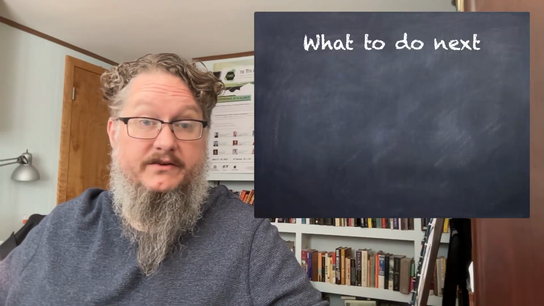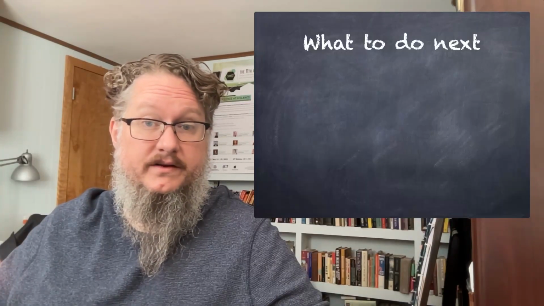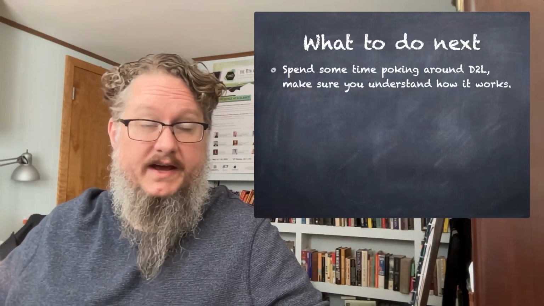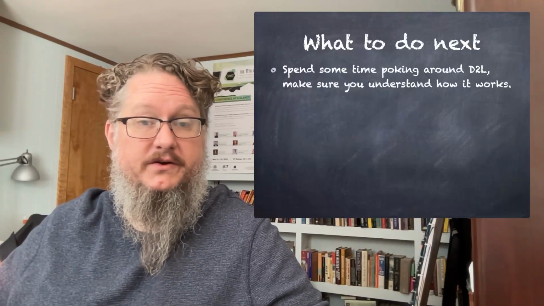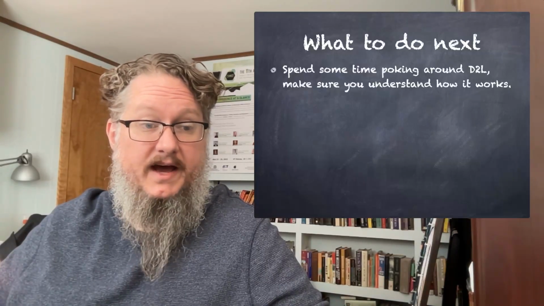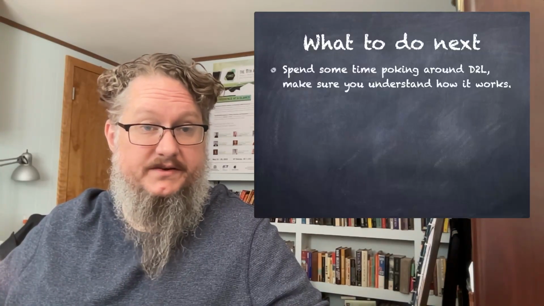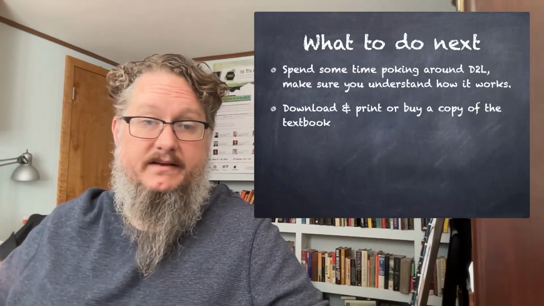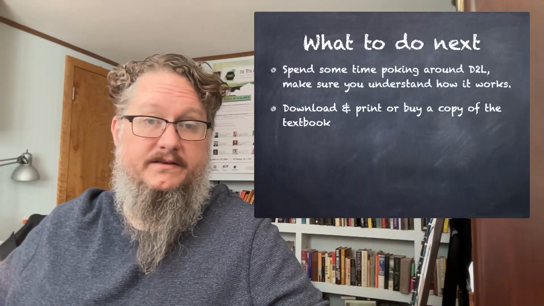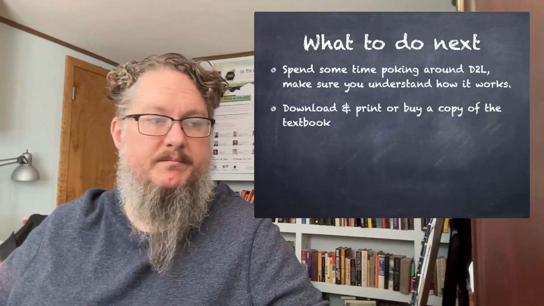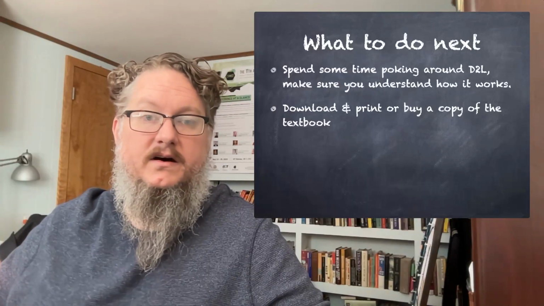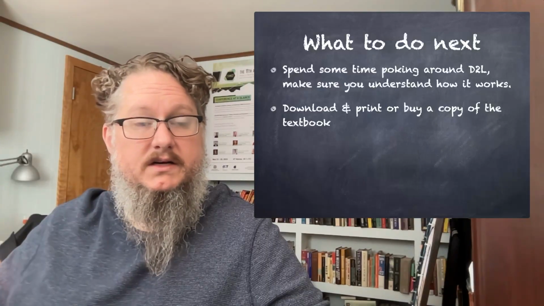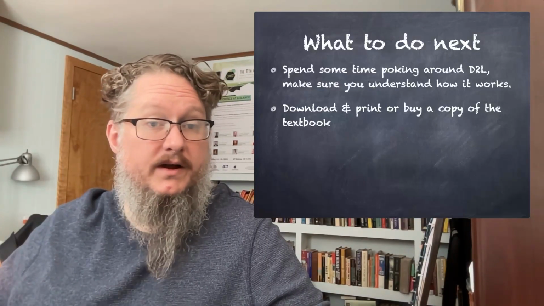Now I want to talk about what comes next. What should you be doing as part of this introductory unit for the course? First, you should spend some time poking around D2L, making sure you understand how D2L in general works if you're new to it, and how the course in particular is set up. I'll go through some of the features of that in a minute. You need to download and print or buy a copy of the textbook. The textbook is provided for free. It's an open educational resource, so you don't have to buy the textbook for this class, although you can buy a print-on-demand version, and that link is in the syllabus and in D2L, or you can download it and print it. You can also view it on your computer.